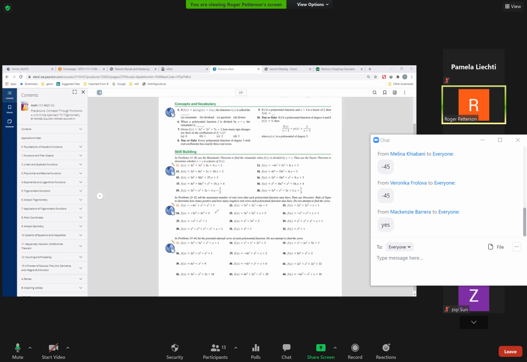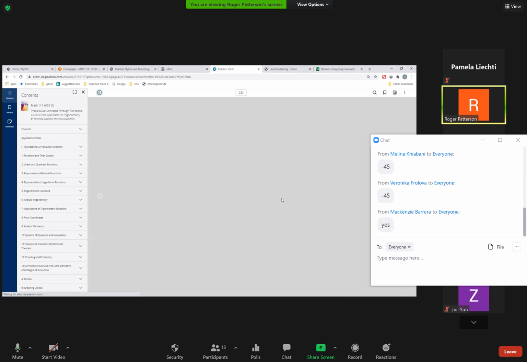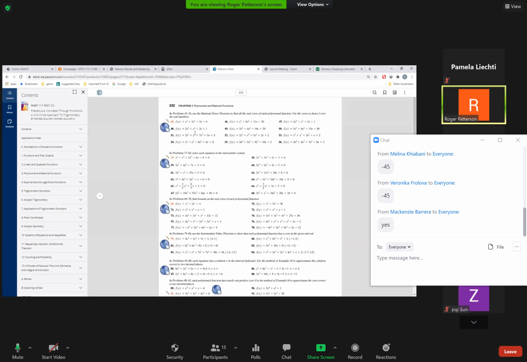Then I don't even have you doing any of these ones because, like I said, some of this stuff just isn't really necessary. The next block is 45 through 50. So that's up here. Use the rational zeros theorem to find all the real roots, or all the real zeros. Well, I know how I'm going to find all the real zeros. We're going to graph these. You're going to graph these in Desmos, and you're going to find all the real zeros.